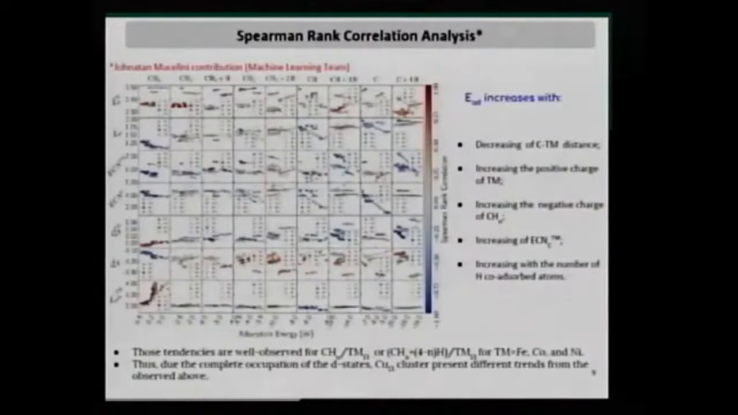For that, Jonathan, my collaborator in the machine learning team, did a Spearman correlation analysis to try to address which are the main features capable of modulating the adsorption energy. In agreement with our previous result, we also found that the decrease of the distance between the carbon and the transition metal, the increase of the charge transfer, as well as the increase of the sp-d hybridization, corroborate our results.